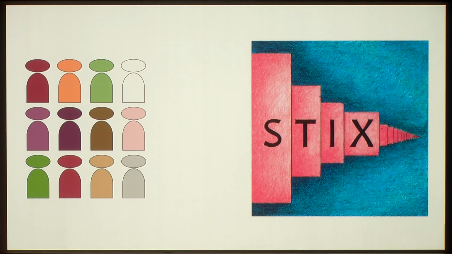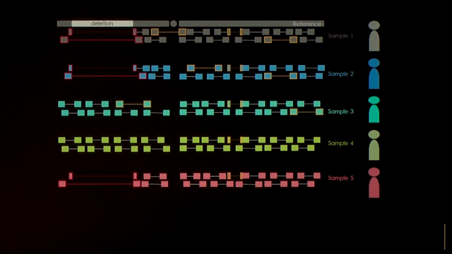So how does STIX work? We begin by taking the aligned reads of a population. Of course, this aligned read would have both the discordant reads and the normal reads. And the normal reads are reads that have lengths as expected, and the discordant reads are reads that have lengths different from what we expect.